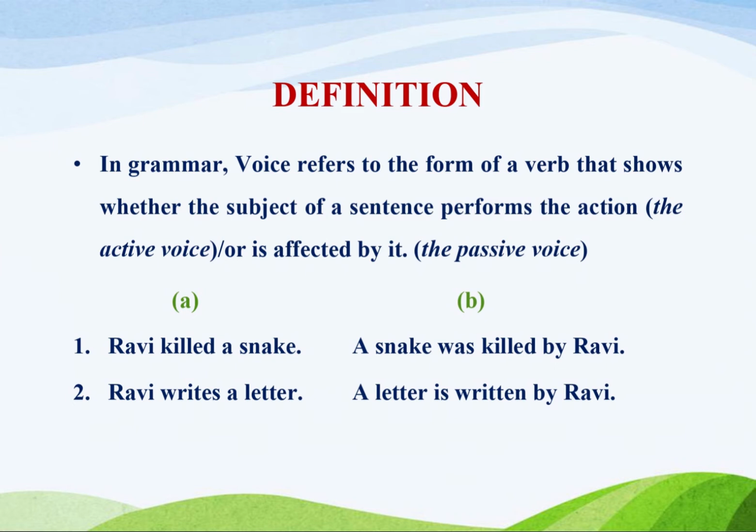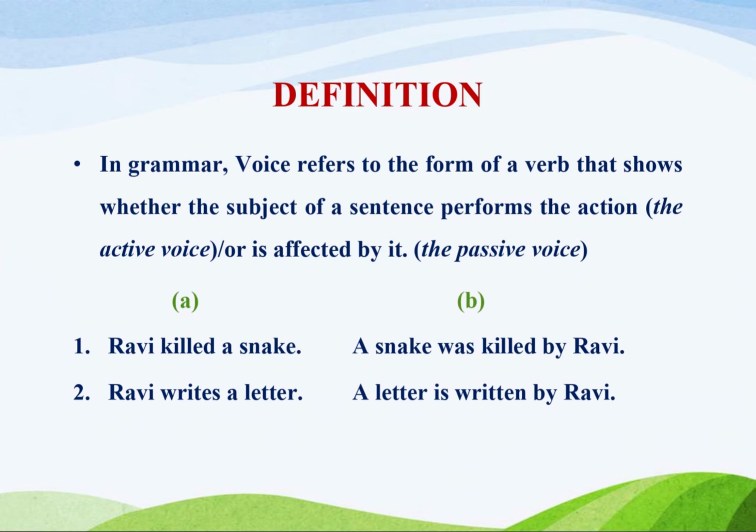See the two sets of sentences. First is Ravi killed a snake, and its passive is a snake was killed by Ravi. Let us highlight it with the following set of examples. We have divided them into two sets. We see that these two sentences are quite structurally different from each other. Let us start with the first example. Ravi killed a snake. Its passive form is a snake was killed by Ravi.